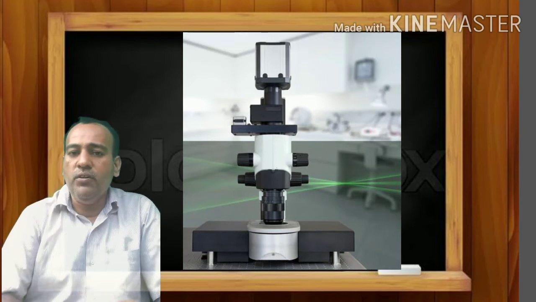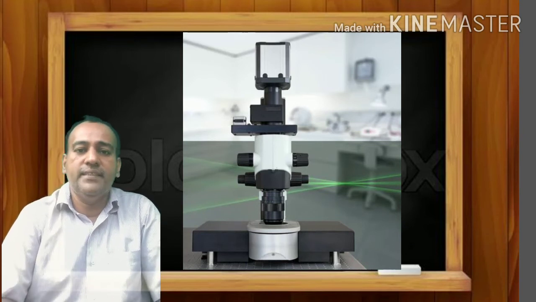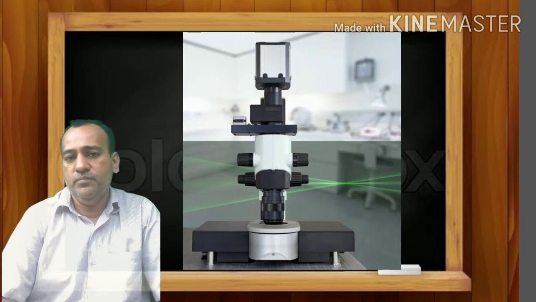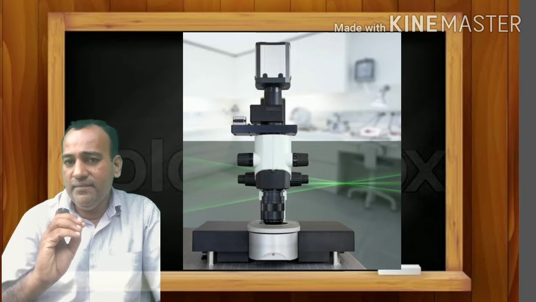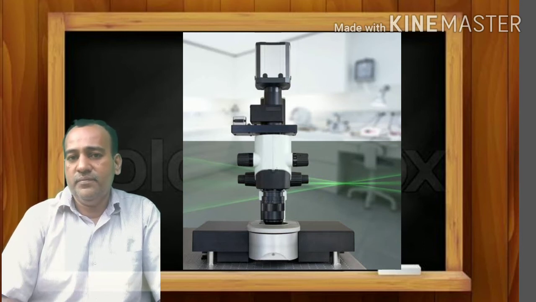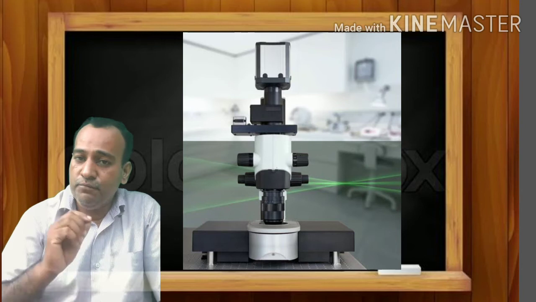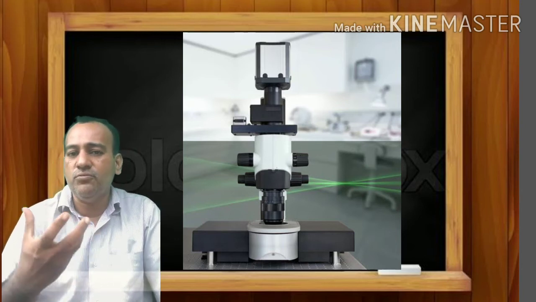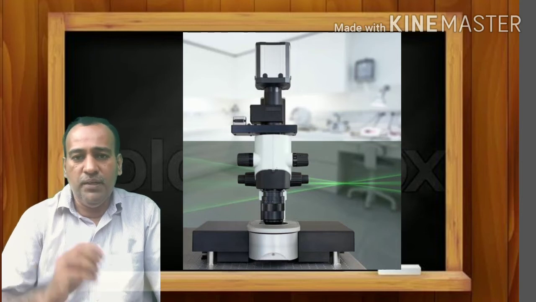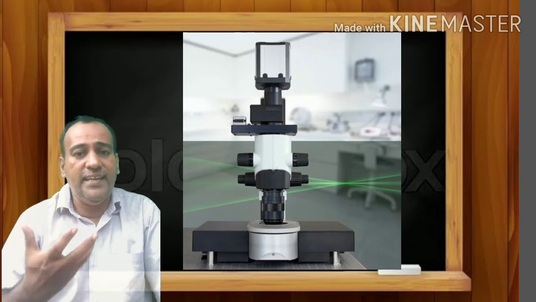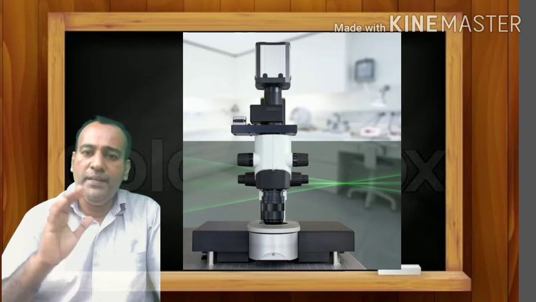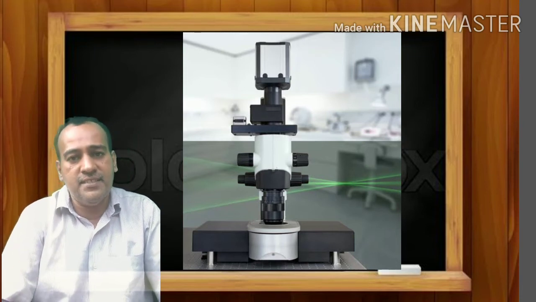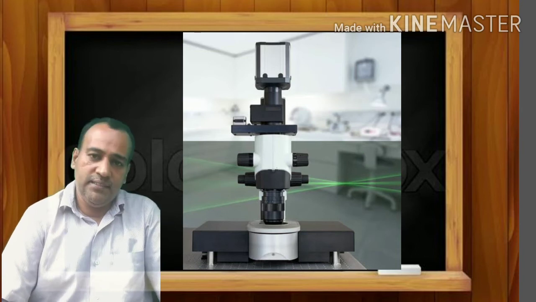But a very important point to note here is that Zsigmondy's ultramicroscope only gives us the reflected light from the colloidal particle. It does not give the actual particle, only the reflected light from the particle. So by using this we cannot study anything about the size and shape of the colloidal particles.